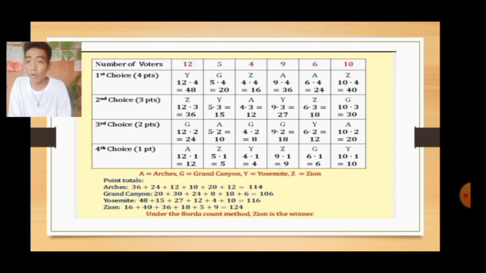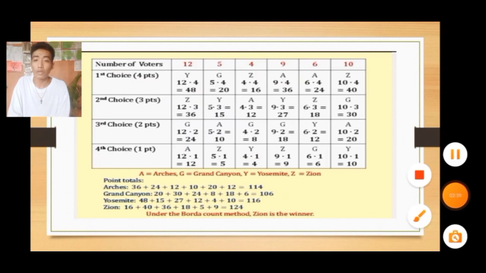First choice is 4 points. For Y, 12 times 4 equals 48. For G, 5 times 4 equals 20. For Z, 4 times 4 equals 16. For A, 9 times 4 equals 36. For A, 6 times 4 equals 24. For Z, 10 times 4 equals 40.